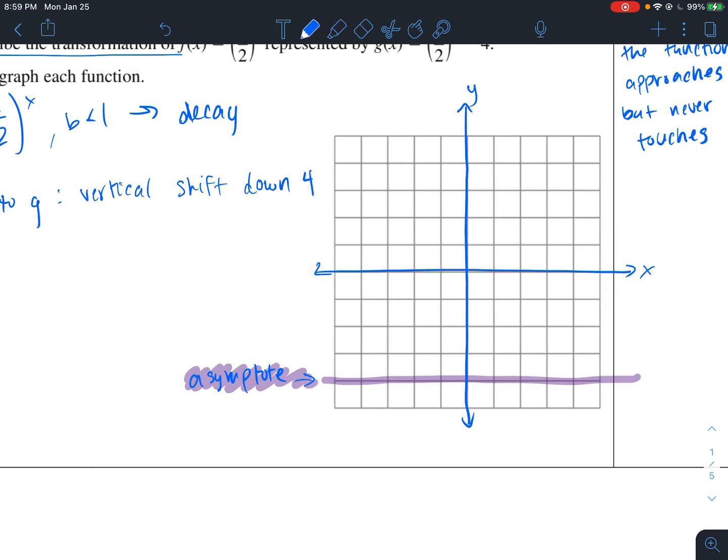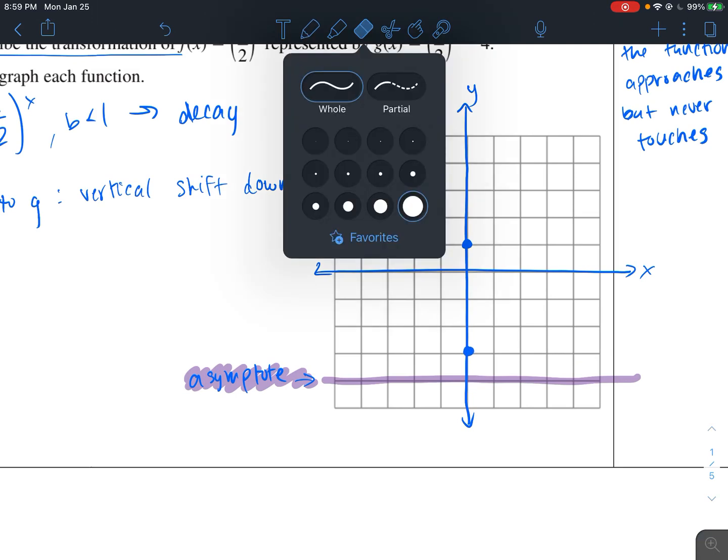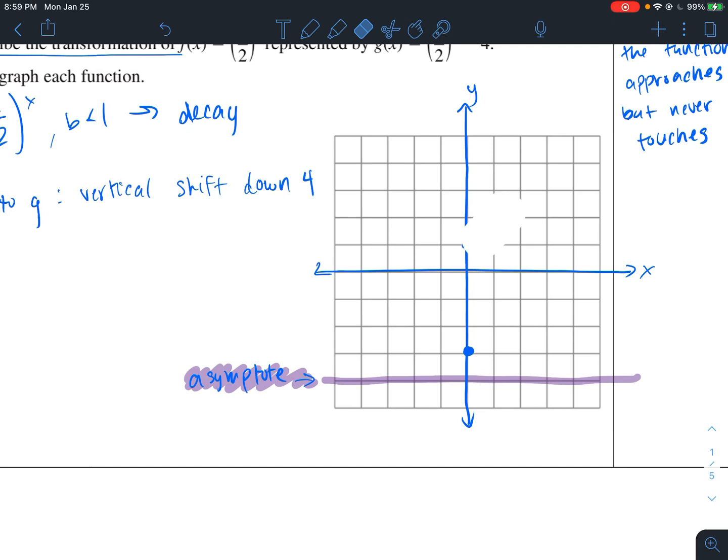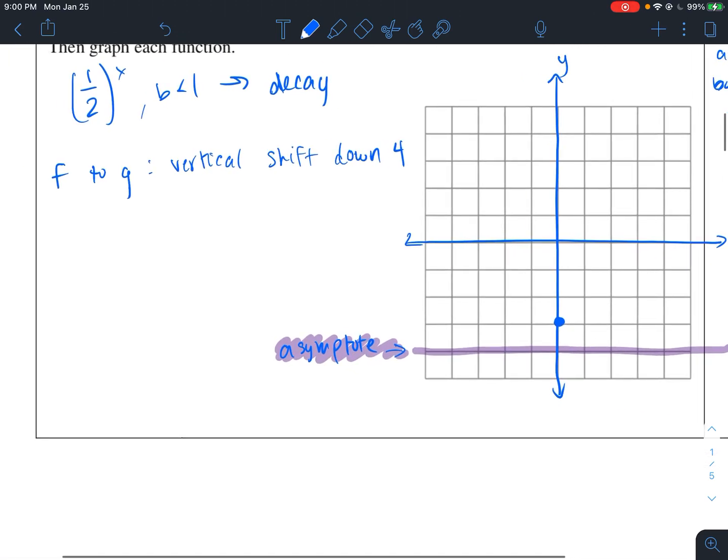Okay, so this is the line that the function gets closer to but doesn't actually touch. Now again, as I drew out before, the parent function touched right there, which means that this point right here is also going to move down 4 units. So it's going to be right here. Okay? And that's going to be our graph. Now, we could also make a table so that we know where to the left and to the right this function is. So we can make an x and a y table.